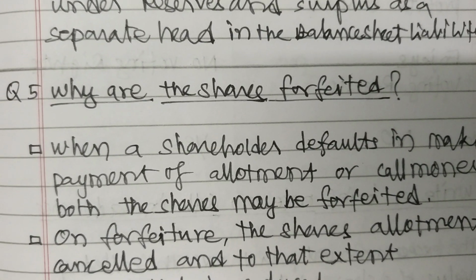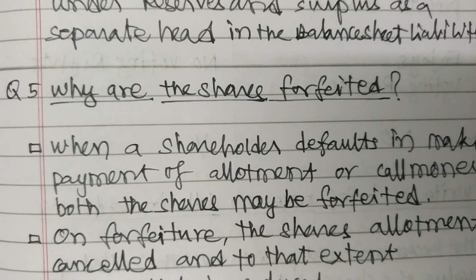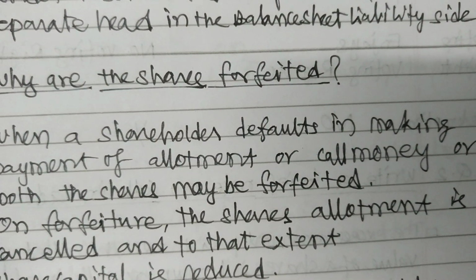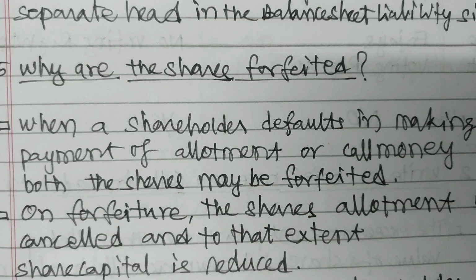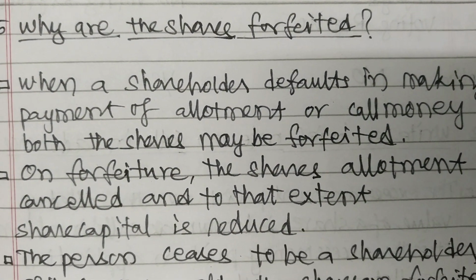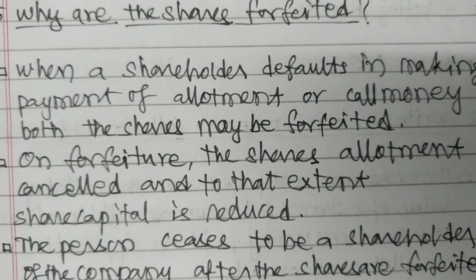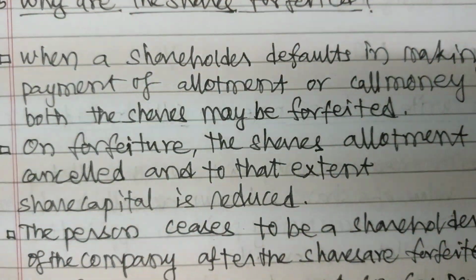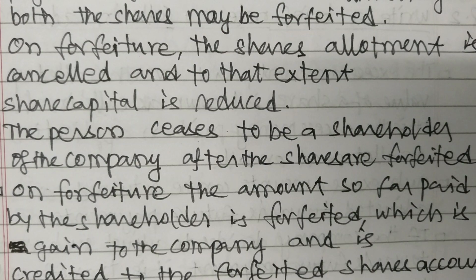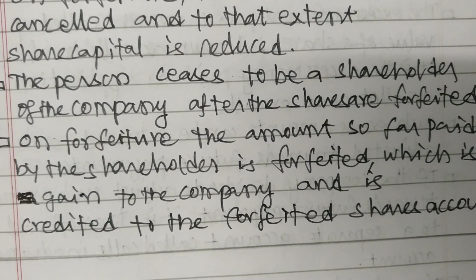Fifth question: why are shares forfeited? When a shareholder defaults in making payment of allotment or call money or both, the shares may be forfeited. On forfeiture, the shares allotted is cancelled, and to that extent share capital is reduced. The person ceases to be a shareholder of the company after the shares are forfeited.